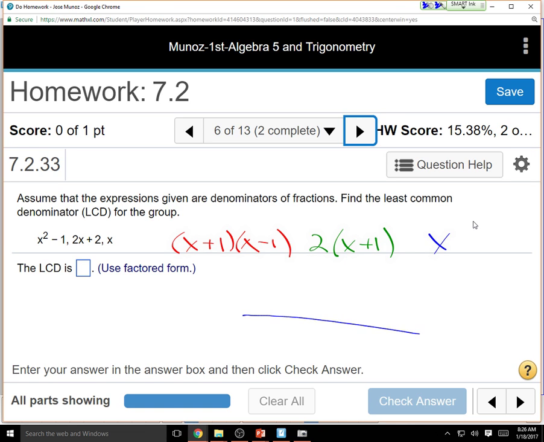Okay? So in my denominator, I'm trying to represent everything, aren't I? So I'm going to need an x plus 1. I'm going to need an x minus 1. I already have an x plus 1, so I'm not going to worry about that. I need a 2, don't I? And I also need that x. So I'll just throw them up front. And there it is. Okay?